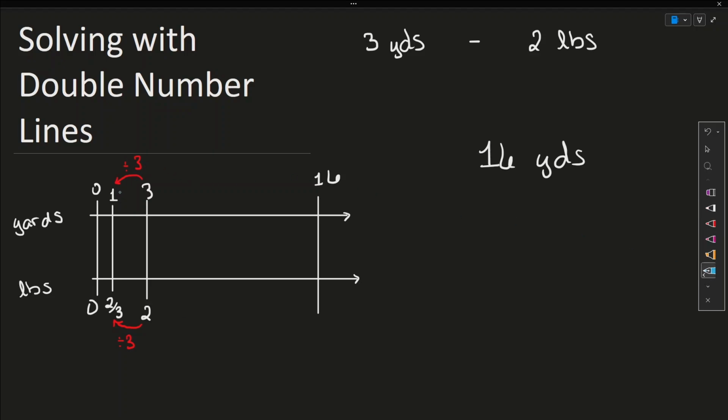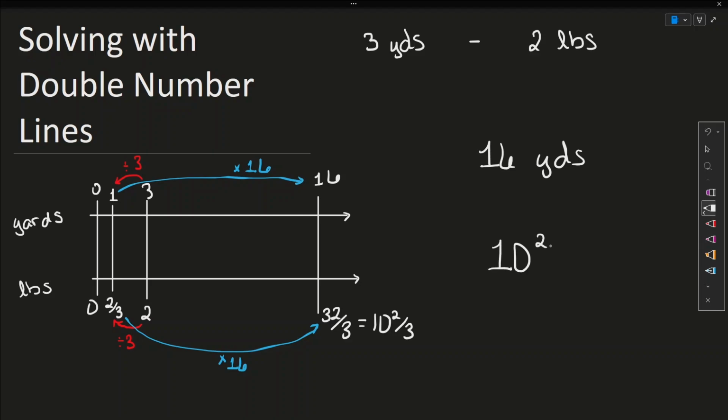My next multiplication is a little bit easier. On the top, 1 times what is 16? The answer will be 16. So on the bottom, I need to multiply by 16 as well. 2/3 times 16 is 32 over 3, or 10 2/3. So 16 yards of rope will weigh 10 2/3 pounds.